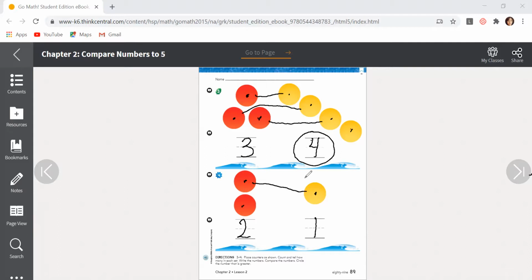which of the groups is greater? The red group or the yellow group? The red group. Okay, the red group with 2 red ones. There you go. Good job. Okay, now we're going to the next page.